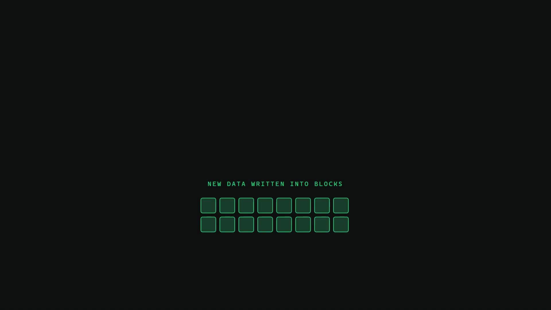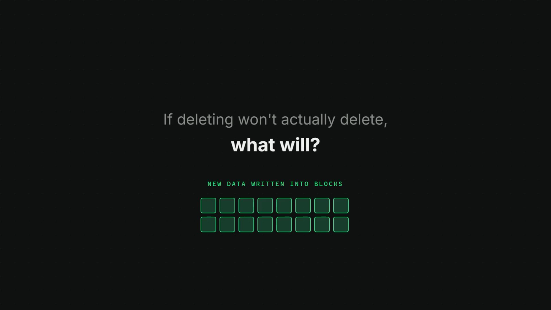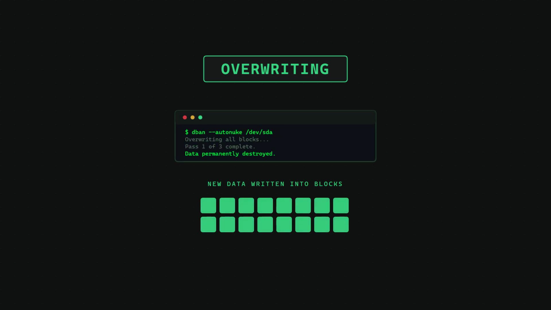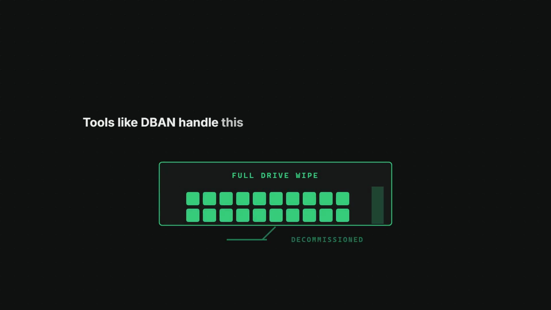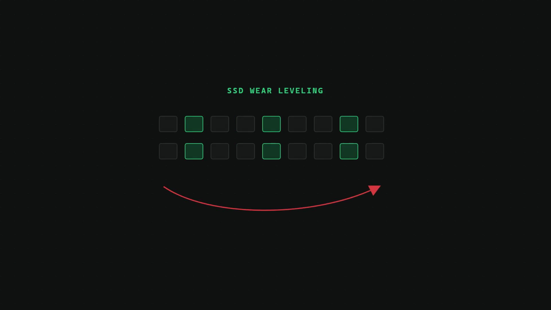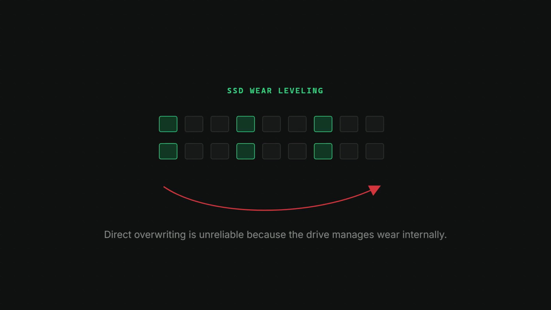At this point, the question that has been lingering is, if deleting won't actually delete, what will? The answer is a technique called overwriting. This is when specialized software writes new data directly into every block that contains the original file, multiple times in some cases. Once those blocks contain new data, the original is gone. Tools like DBAN handle this for full drives being decommissioned. This, however, only really applies to traditional hard drives. For SSDs, on the other hand, direct overwriting is unreliable because of how the drive manages wear internally.